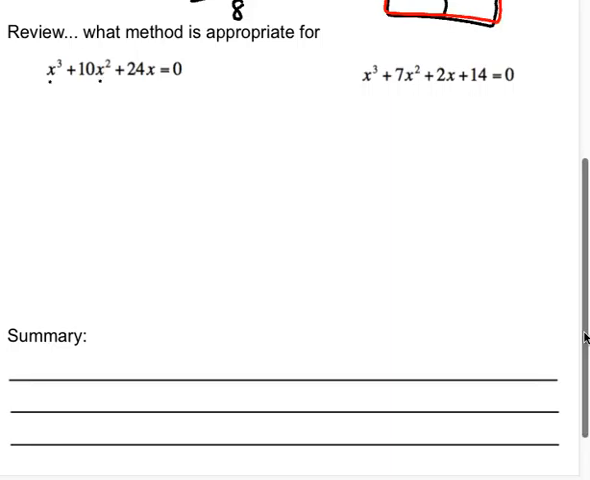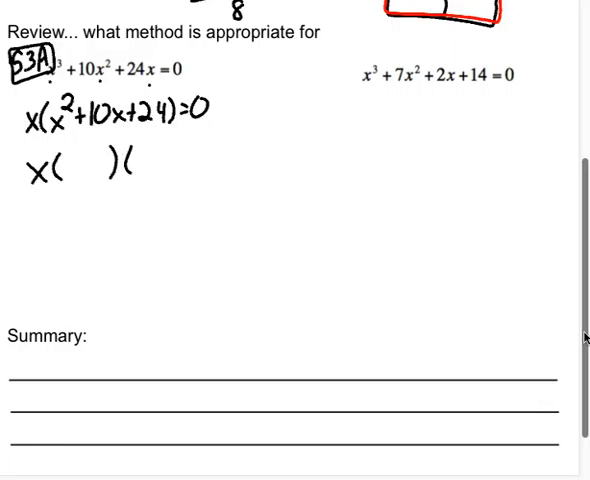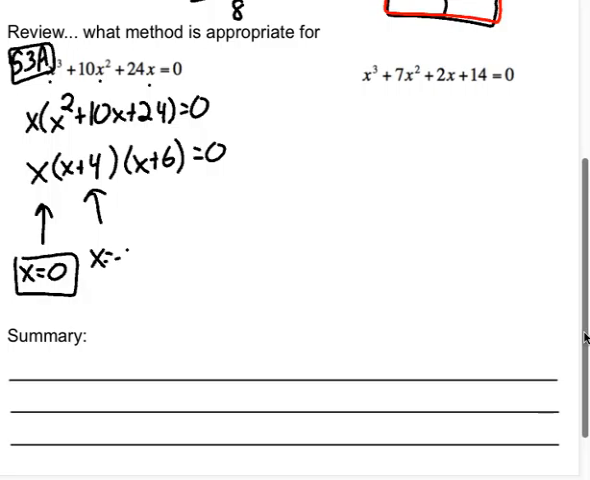So when you have 3 things and each of them have an x in it, that goes back to our 5.3a day, okay? Where you pull out the x and now that lets you factor. So this time you'll get 4 and 6. That gives you your 3 solutions of 0, negative 4, and negative 6.